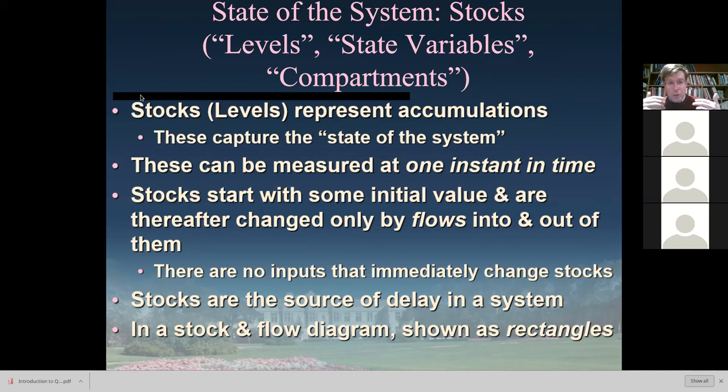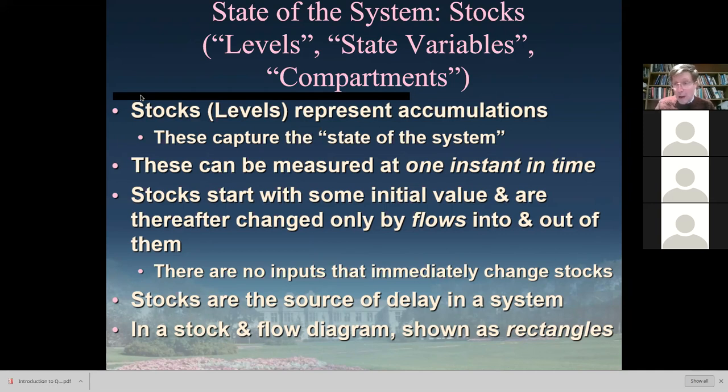These stocks capture, they express, and they collectively characterize the state of the system. So if you know the values of the stocks at any one time, you know everything there is about the current state of the system. If you saved away that information, wrote it down, terminated your simulation model at that point, you could come back tomorrow or whenever you'd like, next year, put in those values and run it forward and it will exactly go forward.